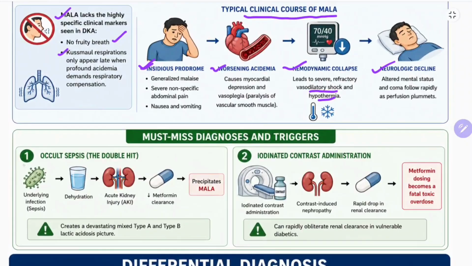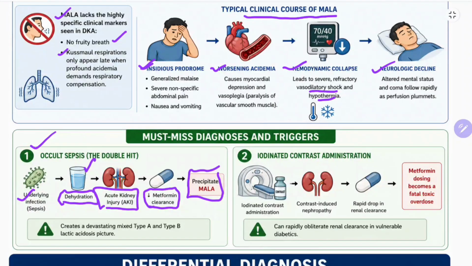Must-not-miss diagnoses and triggers. Number 1, occult sepsis, the double hit. Underlying infection, that is sepsis, along with dehydration: the underlying infection will lead to dehydration, dehydration will cause acute kidney injury, and acute kidney injury will lead to decreased metformin clearance, and that will precipitate metformin-associated lactic acidosis. This creates a devastating mixed type A and type B lactic acidosis picture, because sepsis itself creates lactic acid, and because blood flow to the kidneys is reduced and metformin accumulates, that will again produce lactic acid by type B lactic acidosis. So a mixed picture will be seen in severe sepsis.